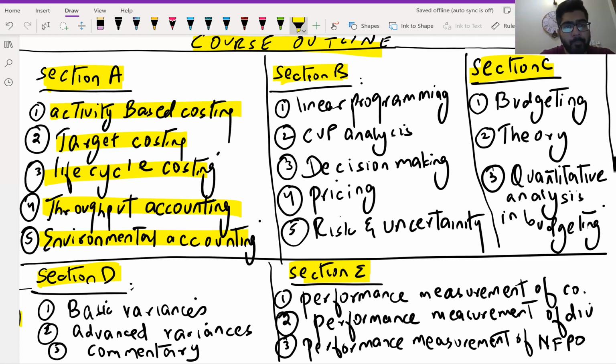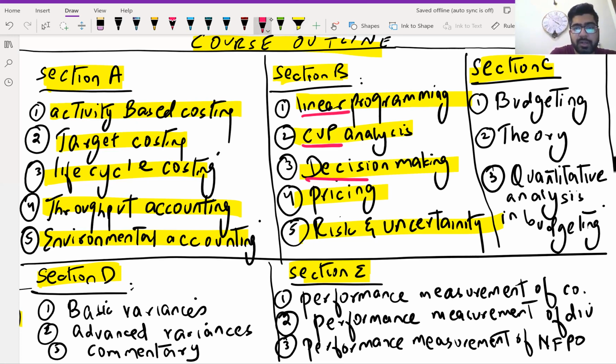Then section B is linear programming, CVP analysis, decision making, pricing, and risk and uncertainty. There are some different topics like linear programming, like CVP analysis, like you will learn how to take decisions, pricing decisions, like for example, Apple company launches an iPhone. How do they set their price? What is the price? Risk and uncertainty decisions, that is how to incorporate risk, how to incorporate uncertainty. So you will learn some decision making here. It's a very long section.